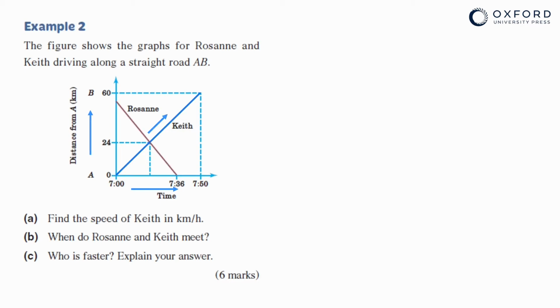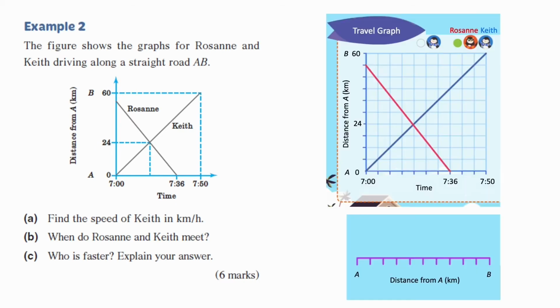The travel graph of Roseanne slopes downwards. It means that the distance between her and A is decreasing. She is driving towards A. That means Roseanne and Keith are driving in opposite directions. We will use an animated travel graph to show you the details. Keith is represented by the blue penguin, while Roseanne is represented by the red penguin.